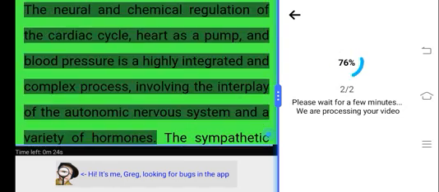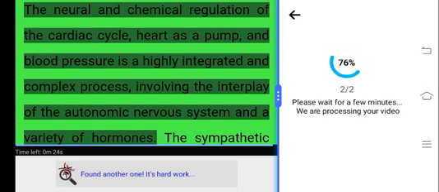Conclusion. The neural and chemical regulation of the cardiac cycle, heart as a pump, and blood pressure is a highly integrated and complex process involving the interplay of the autonomic nervous system and a variety of hormones.